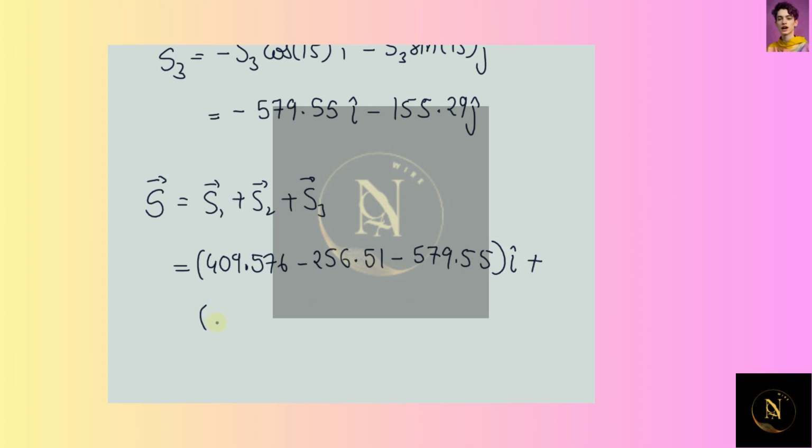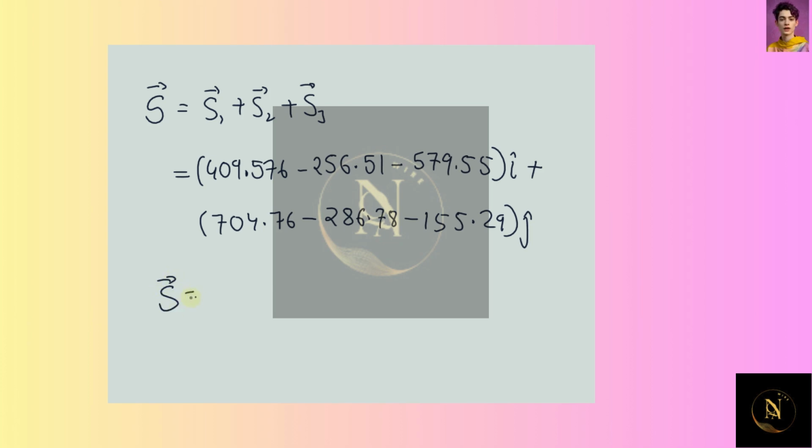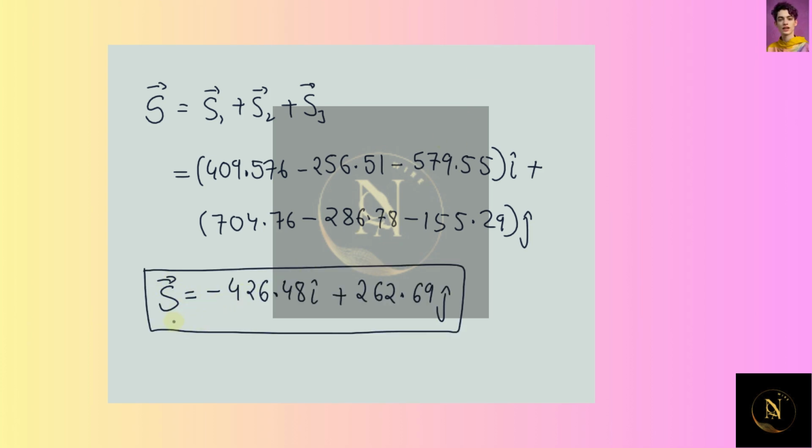Again, taking the J components from S1, S2 and S3 and adding them, this will be 704.76 minus 286.78 minus 155.29 J cap. If we calculate this, we get the vector S equal to minus 426.48 I cap plus 262.69 J cap.